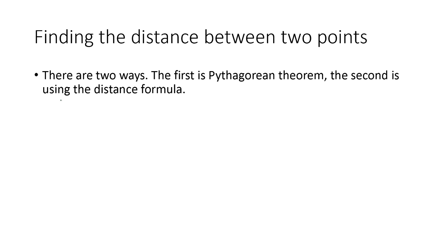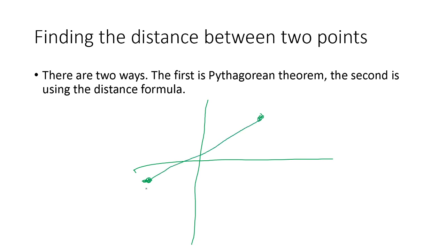So, what we're doing now is, instead of looking at lines and stuff, we're going to look at finding distances between 2 points. Okay, so let's say, hypothetically, we got a graph with a vertical line and a horizontal line. We got this point up here. We got this point down here. We want to know the distance between these 2 points. So we want to know the length of this line right here.